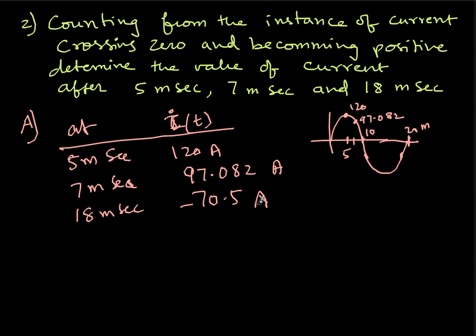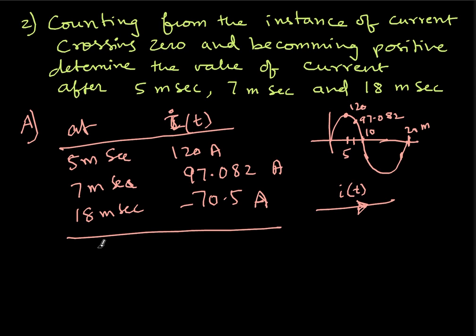The meaning of this minus 70 is that the current is flowing in the reverse direction. If you are considering the current measured in a line like this, and if I notate this as my positive direction, then actually the 70.5 amperes are flowing in the backward direction. So that's about this question.